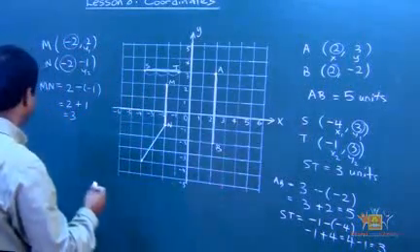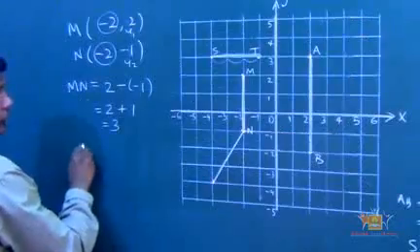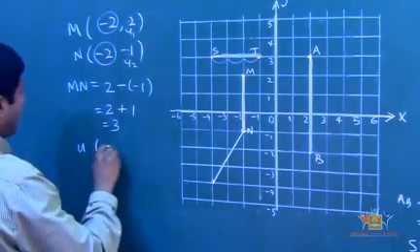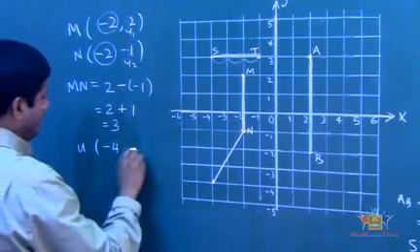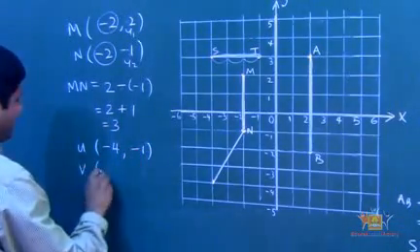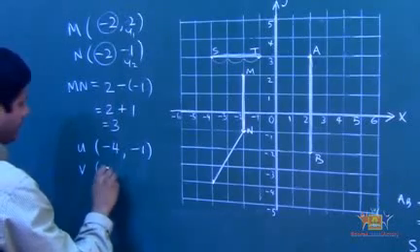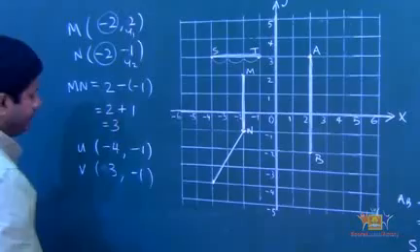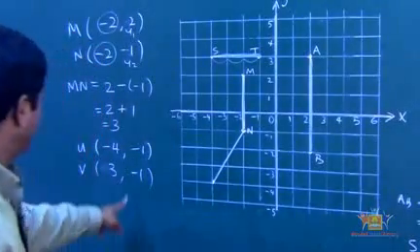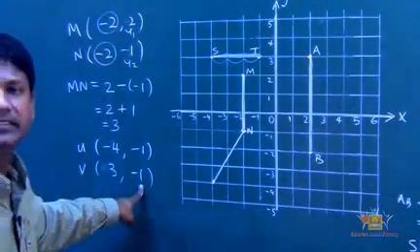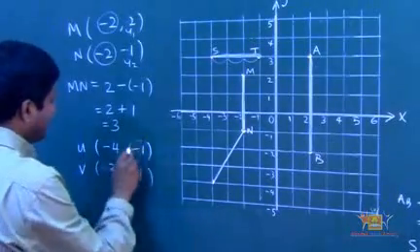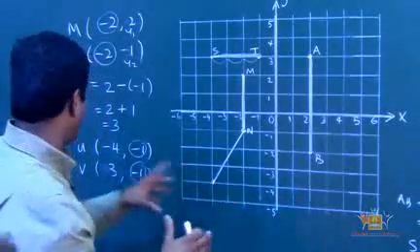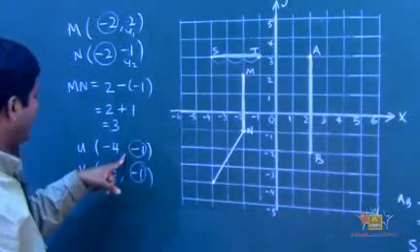Okay, let's do another point. Let's say this time Mr. Mac gives you U at negative 4, negative 1, and then V at positive 3, negative 1. Look at this. The y this time is identical. That means it's going to be a horizontal line. Let's plot U and V into the Cartesian plane.